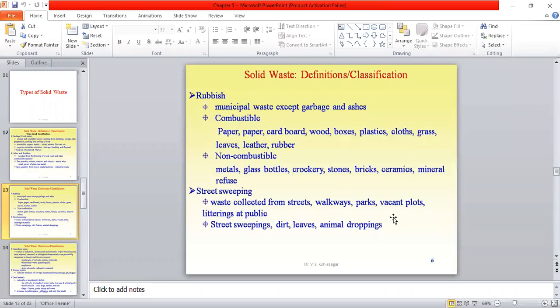Then street sweeping. During street sweeping, varieties of solid waste may be identified and collected. Then there will be animal droppings, dirt, leaves, etc.